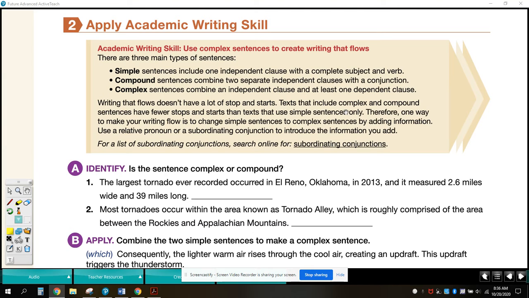Unit 6, Lesson 8, Section 2. Here we're looking at applying academic writing skills and specifically looking at how we use complex sentences to create writing that flows.